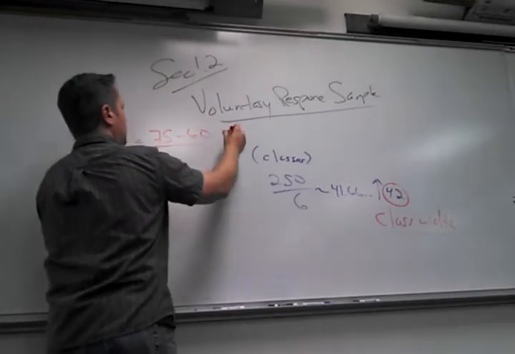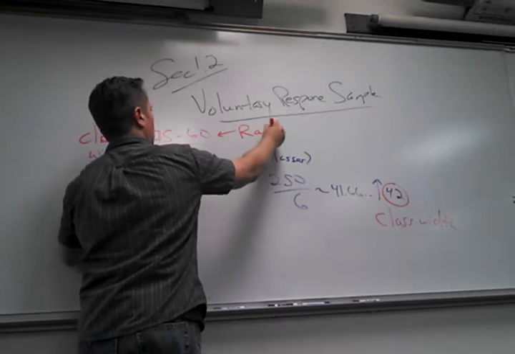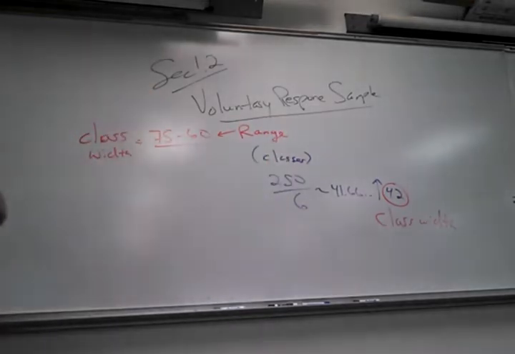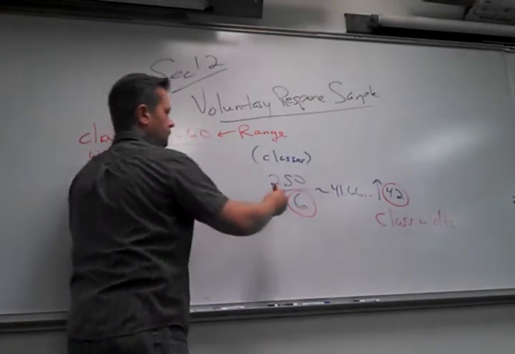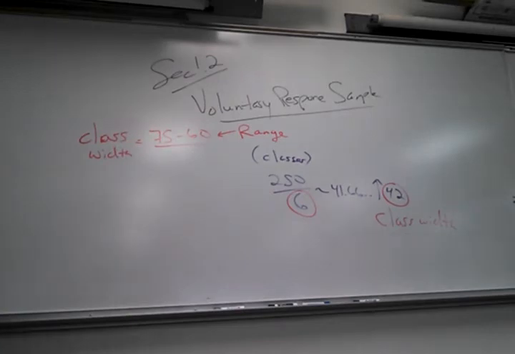This is something that's called the range. The range of my data. How far my data ranges. That kind of makes sense. And on the bottom it's going to go what? Where did that 6 come from? Good, the number of classes.